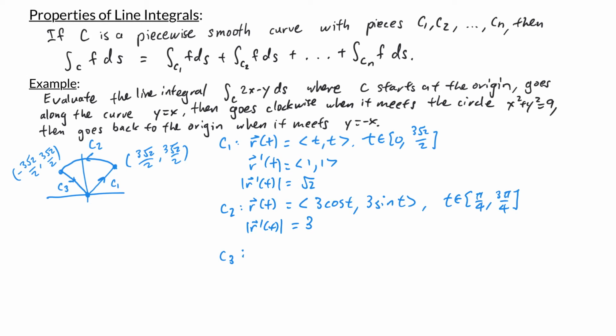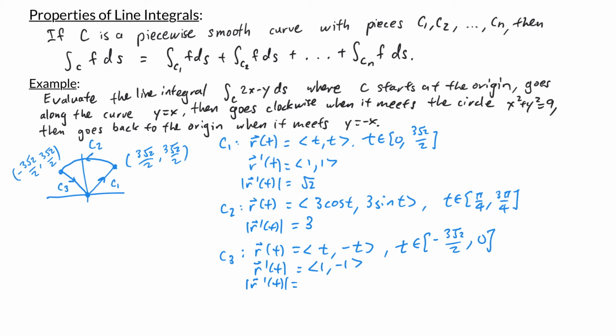Lastly, C3 will have parameterization (t, negative t), for t values going from negative 3 square root of 2 over 2 to 0. Again, here r prime of t will be (1, negative 1), so the magnitude of r prime of t will be the square root of 2. Our line integral of 2x minus y ds over the curve C is going to look like the sum of the line integrals over each piece.